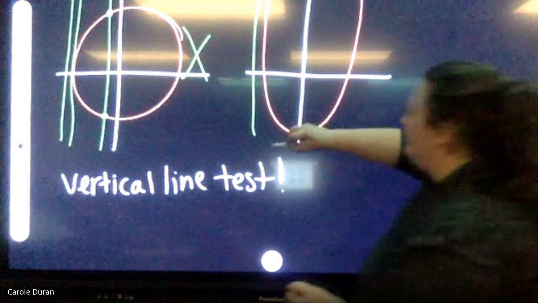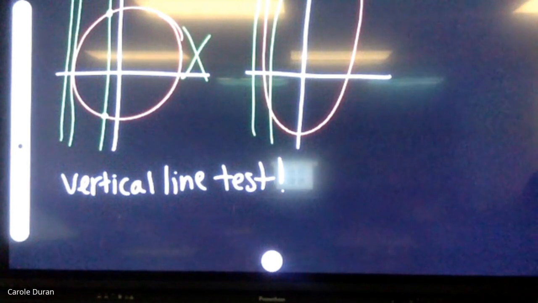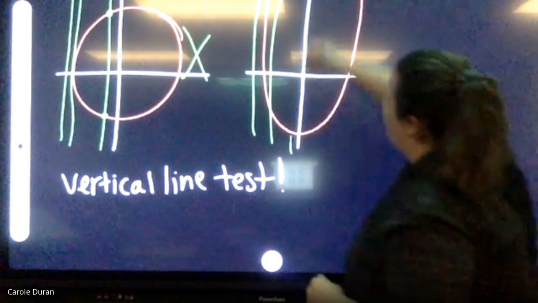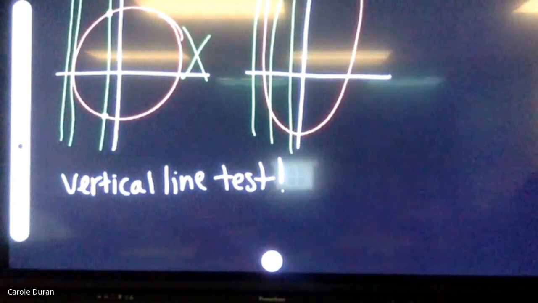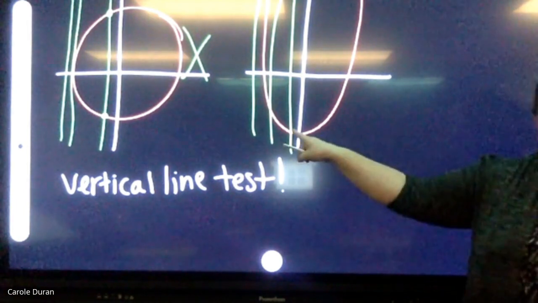I draw another one. How many times did that one go through my graph? Once. So that one passes. Do I stop now? No, I keep going. Draw another one. Did that one pass or fail? I'm only hearing like 3 people answer. I really do want to acknowledge that all of you know. Did that one pass or fail? Pass. It went through my graph one time, right there.